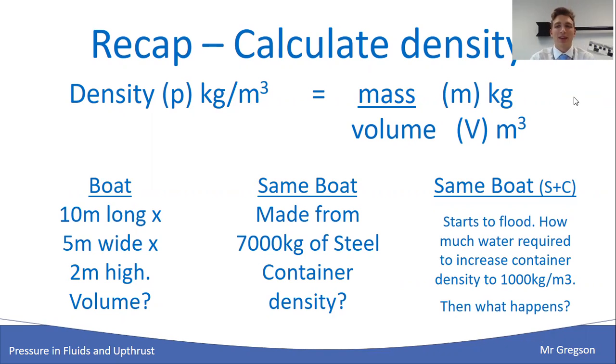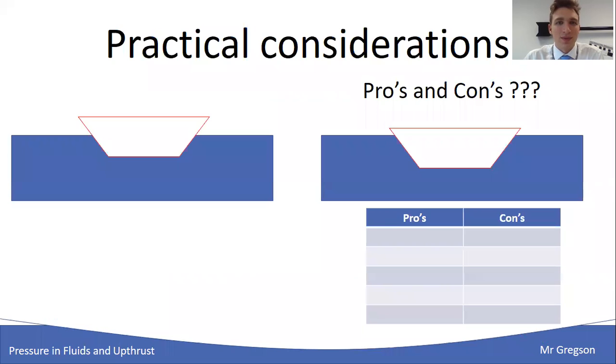Great, fantastic. So with that calculation, once you've reached 1,000 kilograms per meter cubed, that is the same density as water. So what's going to happen to your boat when the density of the boat is the same as or greater than the density of water? The boat is going to start sinking. Fantastic. There will not be enough upthrust to keep that boat aloft because the density of the boat is higher than the density of the water.